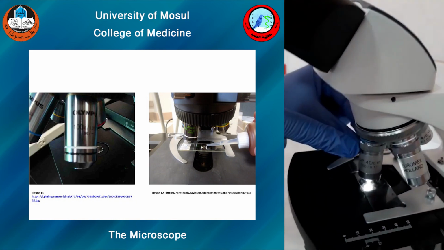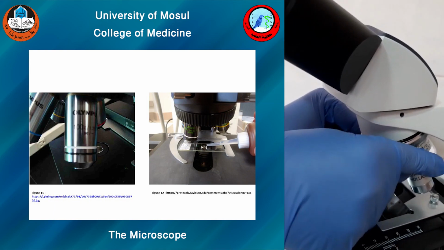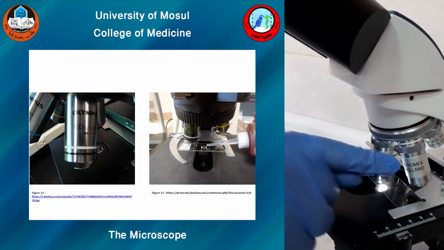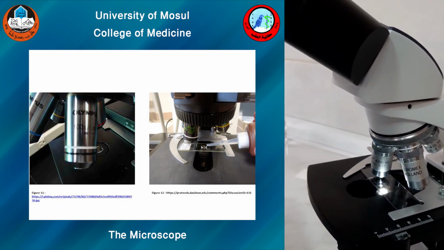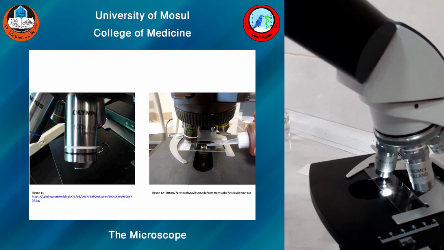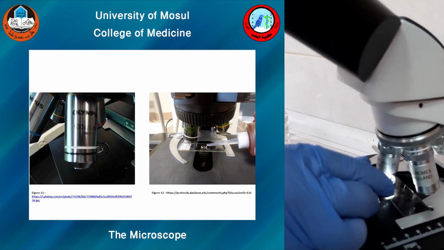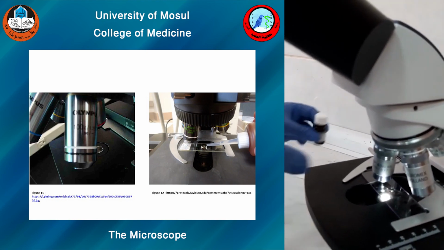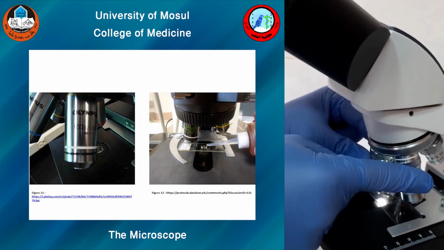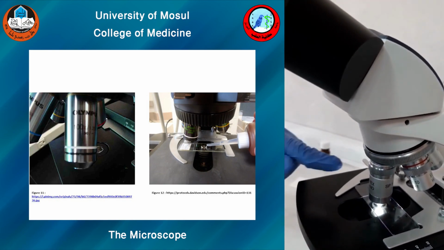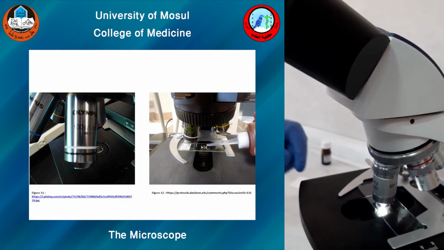So we switch to halfway between the high power and the oil immersion lens, and we place 1 drop of oil over the slide. This is the oil. We put 1 drop over the slide, and then we bring the oil immersion lens to the drop of oil. This way, the oil immersion lens will work.